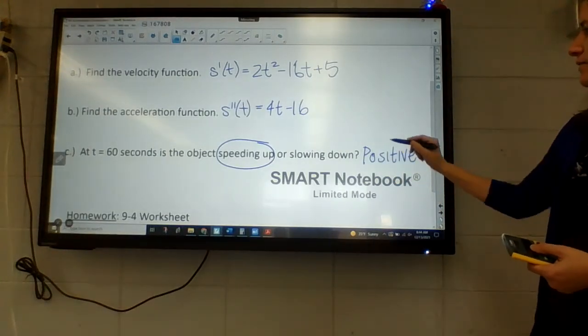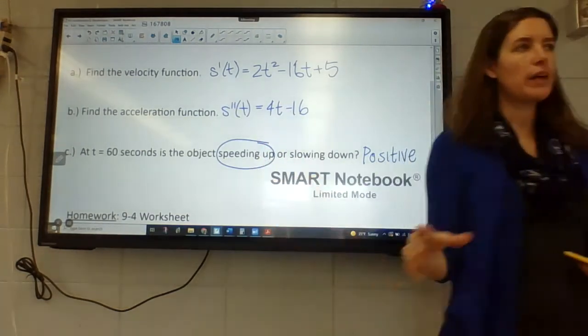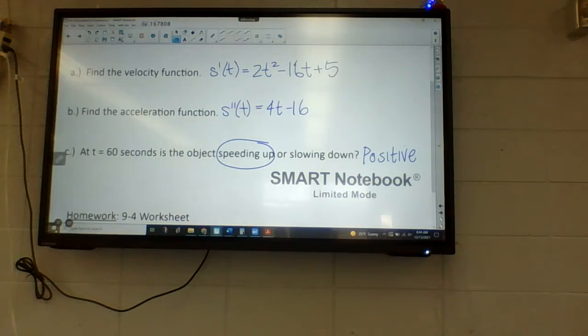This is a positive acceleration. We're actually at the start. If you started at time is 0 or time is 1, 2, it's going to actually be slowing down in the beginning. So this one actually ends up speeding up.